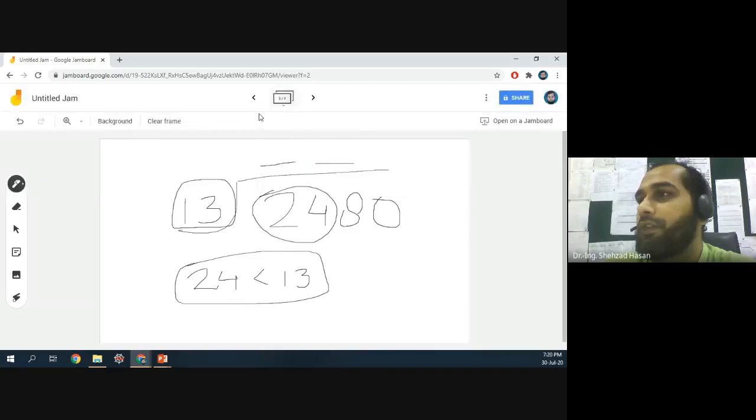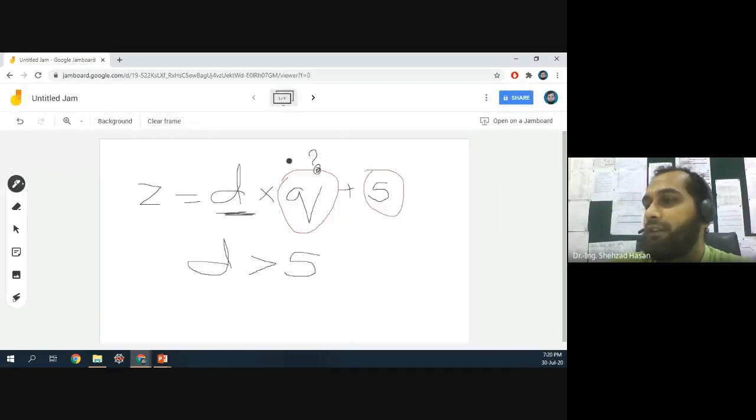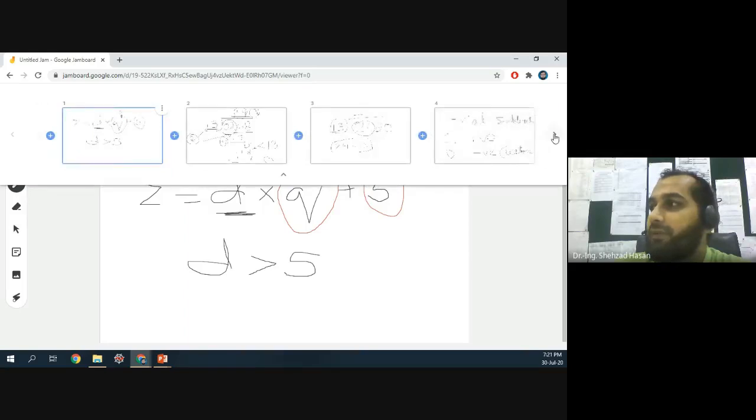Okay, so we were discussing that here. These are the equations that we have. Z is equal to d into q plus s, and d should always be greater than s. In other words, the remainder should always be less than the divisor, right? So we are talking about the last one.